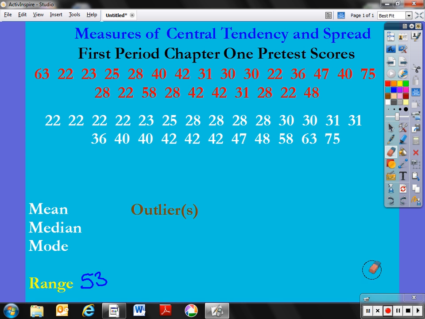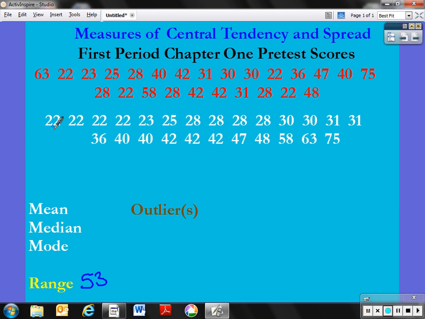I think the one that's easiest to find is probably our mode. Now I see I have 1, 2, 3, 4 22s. I also have 1, 2, 3, 4 28s. I have 3 42s, so that's gone. I don't need to worry about that. Now, I was in a stats class in college, and I was told that if there's 2 modes, there's really no mode. But I do know from previous math curriculums in 6th grade that they will say if there are 2 numbers that repeat the same amount of times, the data has 2 modes. So one mode would be 22. The other mode would be 28.